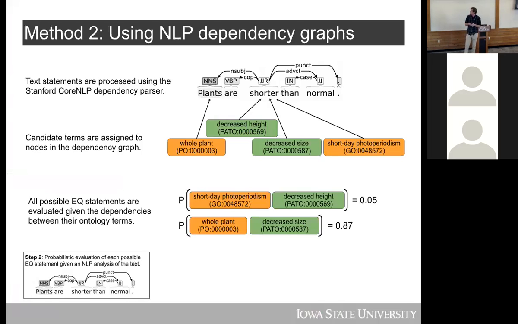So as an example, if we take short day photoperiodism as our entity and decreased height as our quality, those both map to the same node, which is shorter in the graph. And it turns out that a length of 0 between the nodes representing the entity and the quality occurs with a low probability. So we give that EQ statement a low score, which makes logical sense to us. If you swap out the entity for a whole plant instead, these map to two different nodes, plants and shorter. Those are connected by a length of 1, which occurs with a high probability. So we would give that EQ statement a higher score.